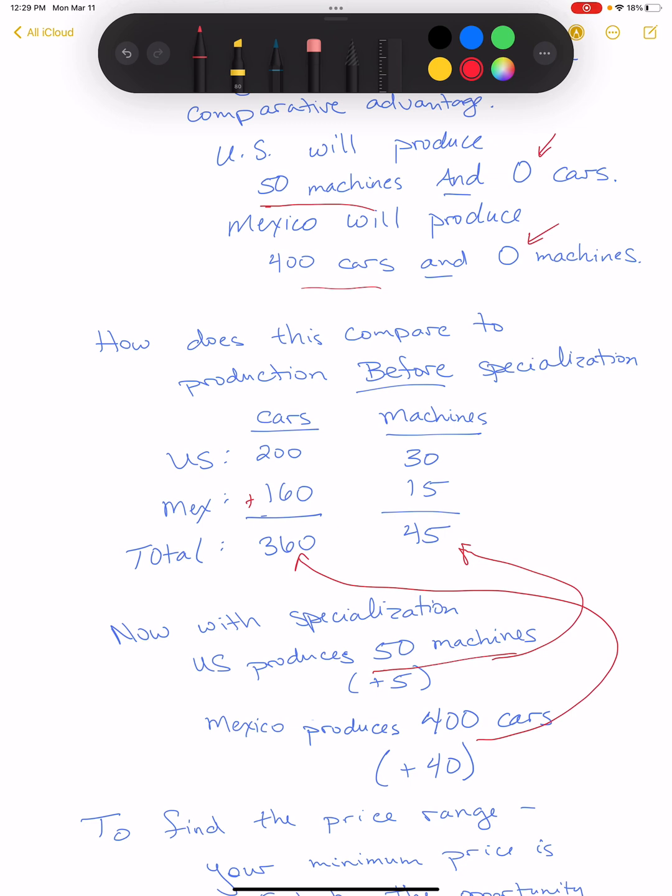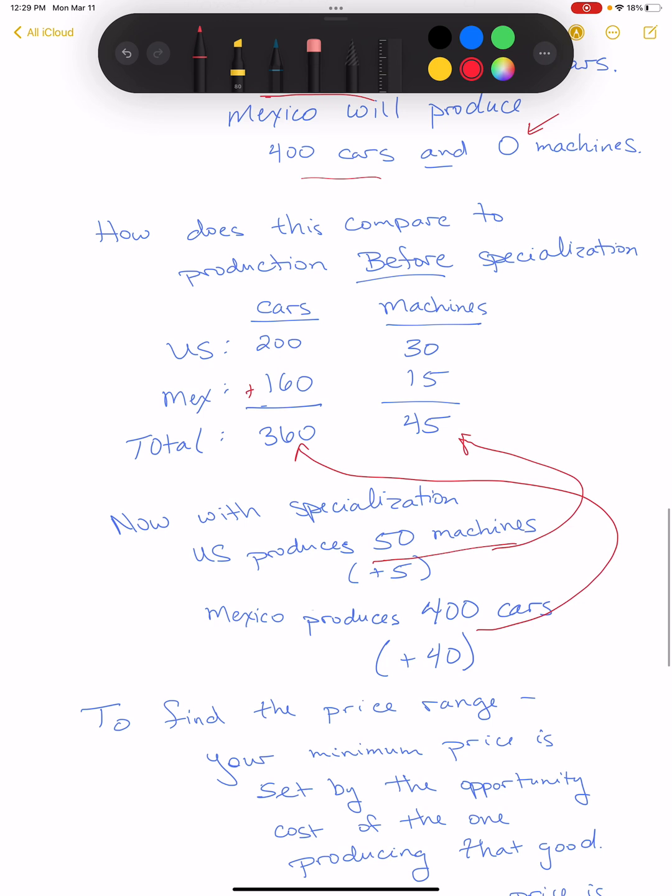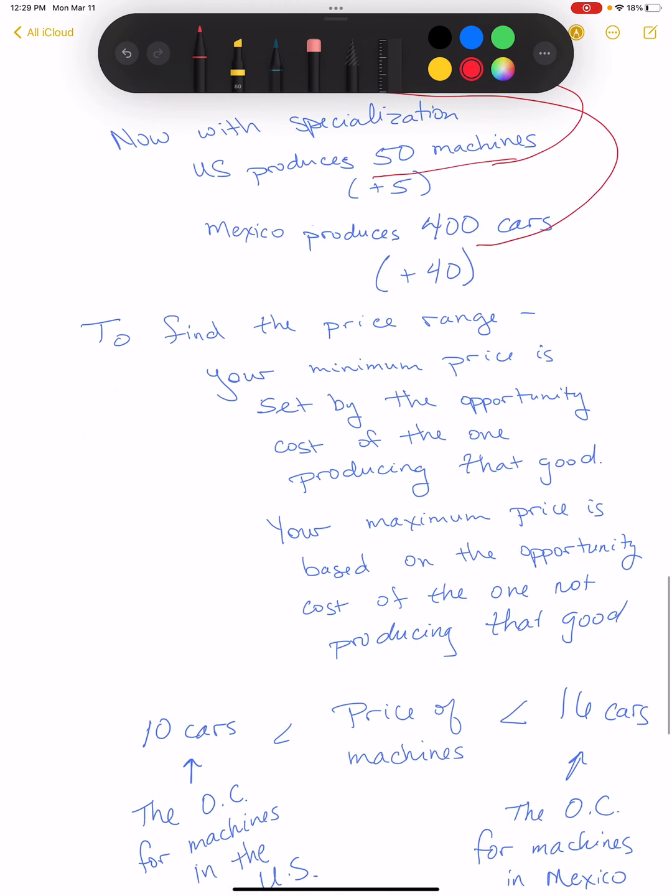Now, in order for these countries to trade, we have to find a mutually beneficial price. So how do you find a mutually beneficial price? A price that's good for both parties. Well, the minimum price is going to be set by the person who is producing the good. So if we're talking about machines, the United States is producing machines. How much does it cost the United States to produce a machine? It costs the United States 10 cars to produce that machine.